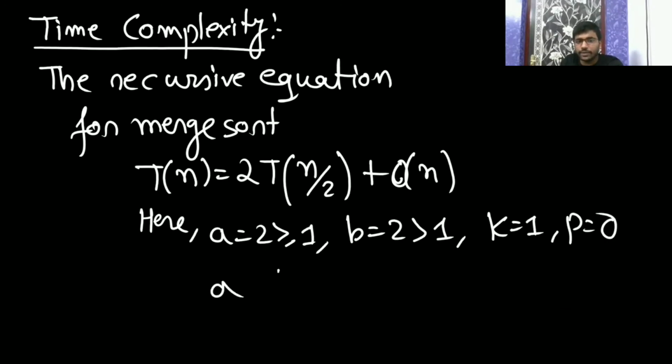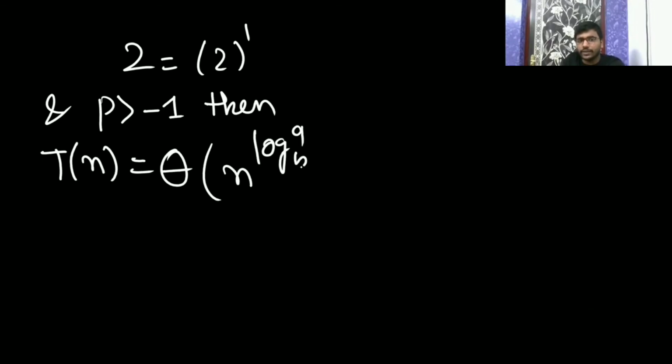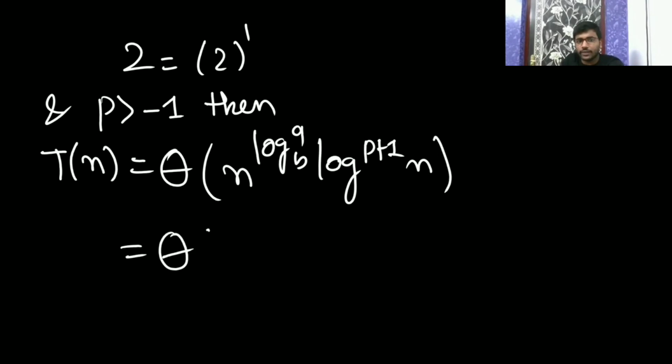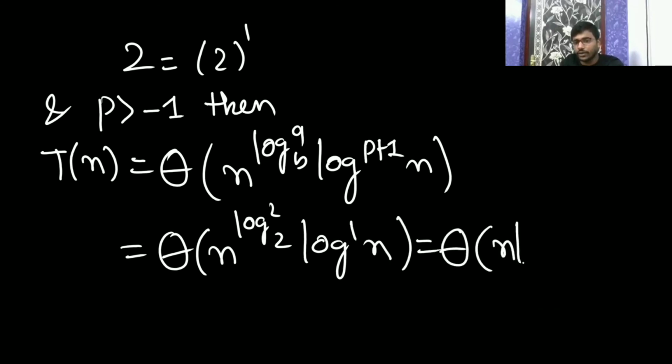Now compare a and b to the power k. a is 2, b is 2, k is 1, which is equal, and p is greater than minus 1. Then T(n) is going to be theta of n to the power log_b a times log to the power p plus 1 of n. So theta of n to the power log_2 2, which is 1, and log p is 0, so log to the power 1 of n. So it is going to be theta of n log n. So the time complexity is going to be n log n. Please let me know whether it is clear or not.